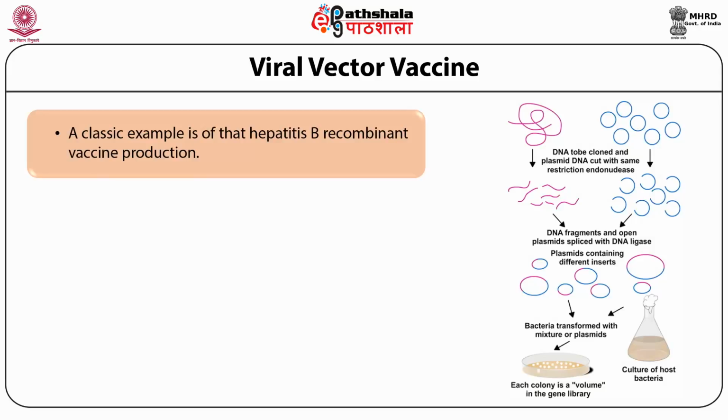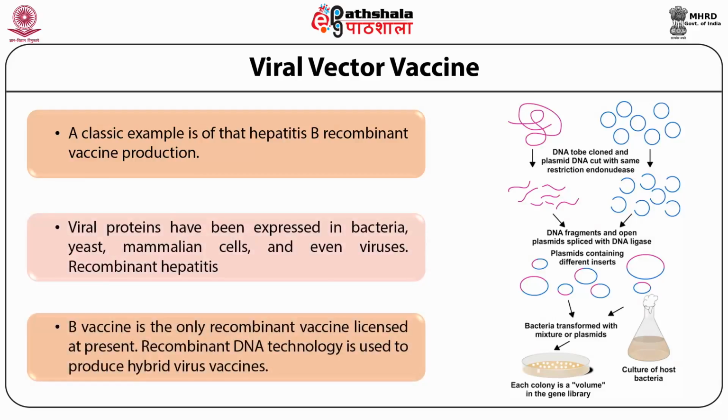hepatitis B recombinant vaccine is produced. The viral protein is expressed in bacteria, yeast and other mammalian cells and even viruses, which we have seen in the previous slide.